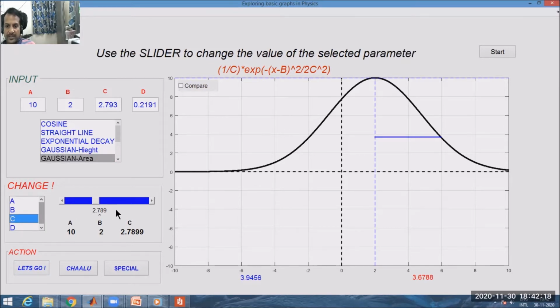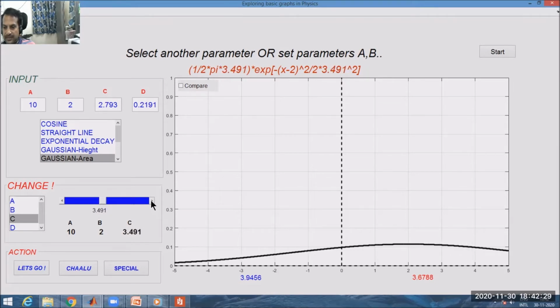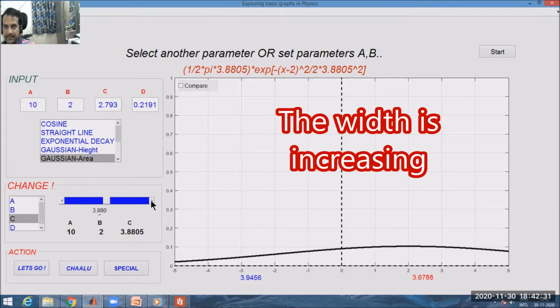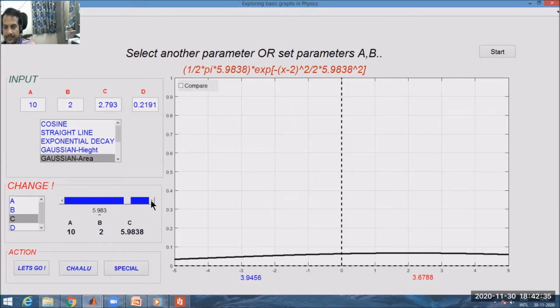Now let me increase this parameter c. I'm increasing the parameter c, so we can see the width is decreasing. And we can see it almost doesn't look like a Gaussian. So let's go for smaller values of c. I'll continuously decrease the value of c and let us appreciate what happens.